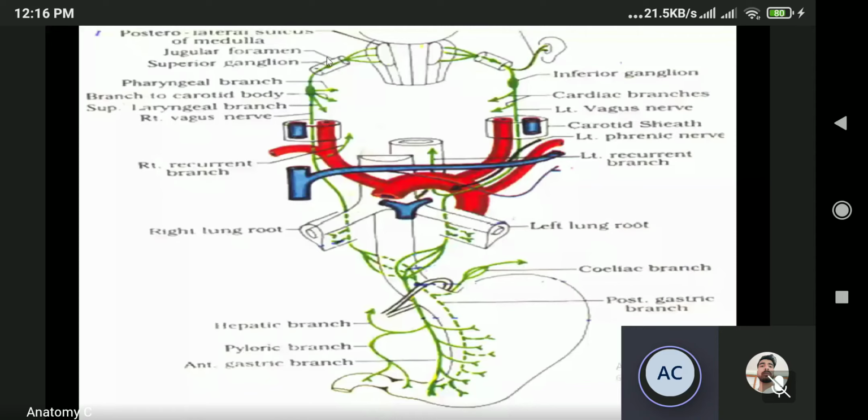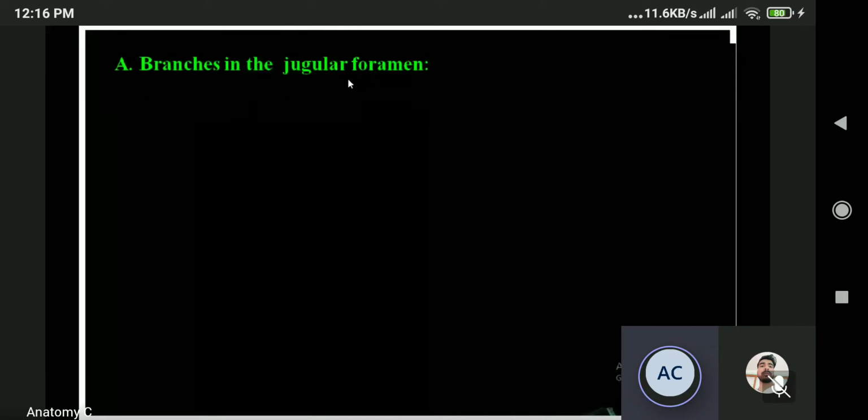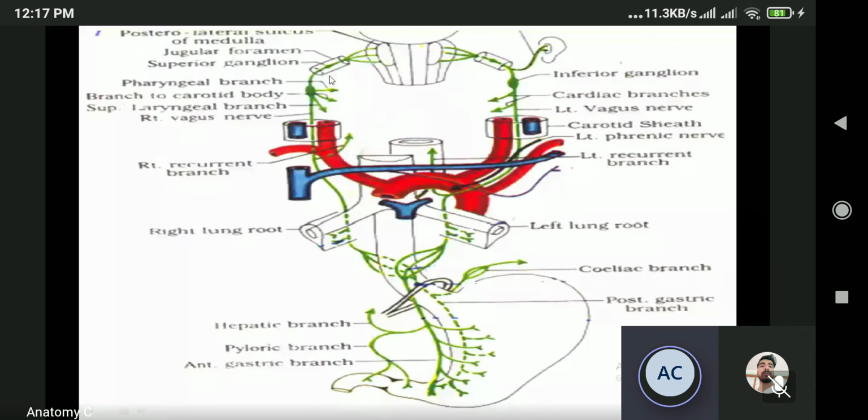Okay. Now next, we'll move to the branches of the vagus nerve. The first is the branches in the jugular foramen. Then we'll be having branches in the neck region, branches in the thoracic cavity, and the abdominal part. So jugular part, neck region, then thoracic part, and next one is the abdominal.